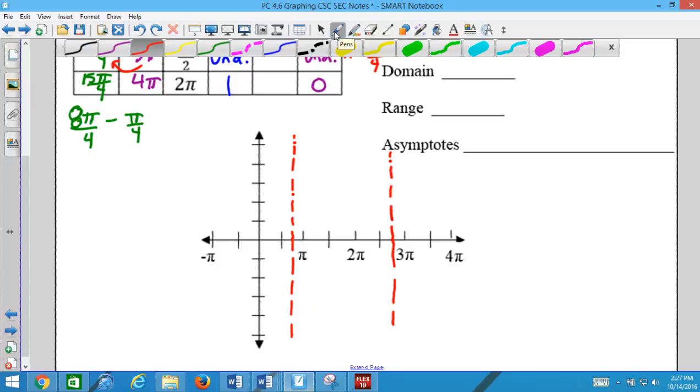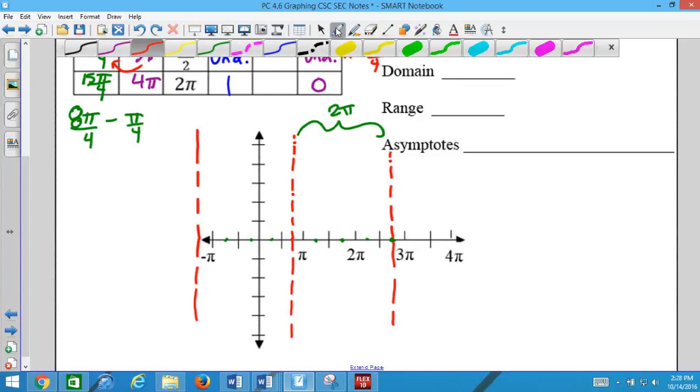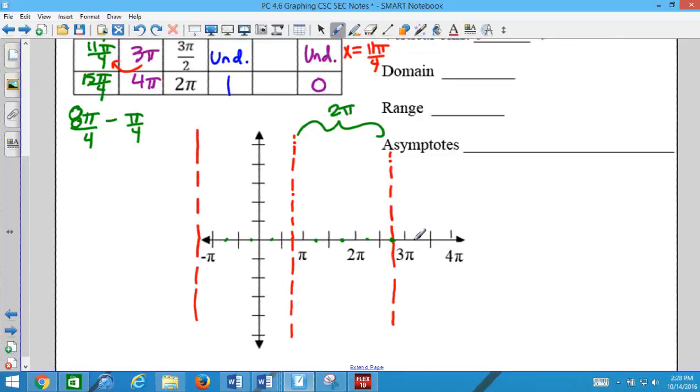I know 2 spaces on this graph, 1, 2 is pi. So these are 1, 2, 3, 4 spaces apart. These are 2 pi apart. So I can go this way, 1, 2, 3, and then on the 4th space, that's going to be another asymptote. I can go the other way, kind of getting off the graph. 1, 2, 3, and it's like way out there.